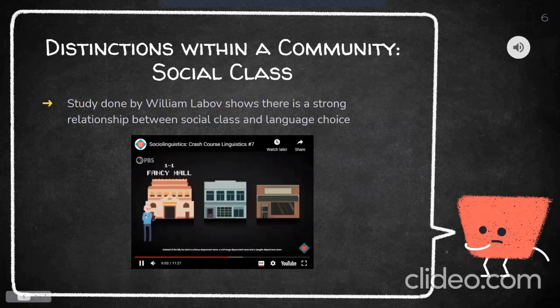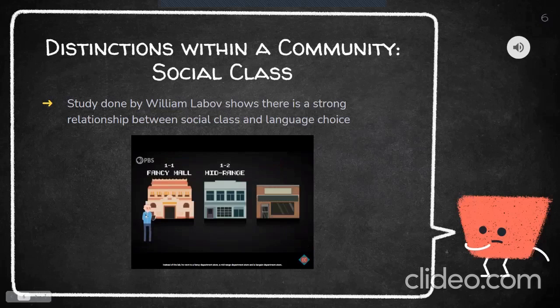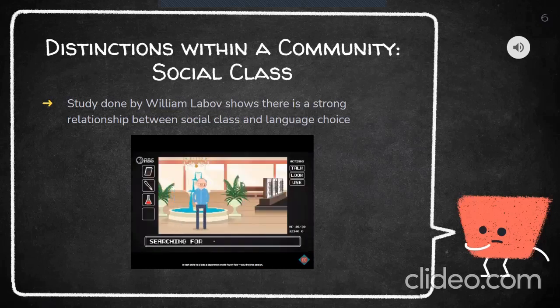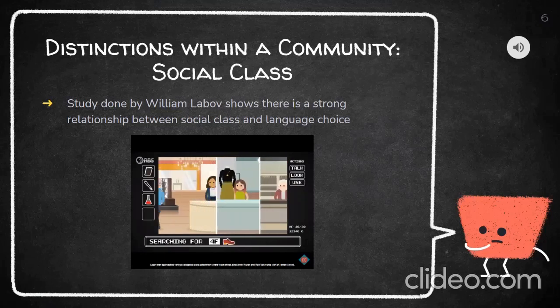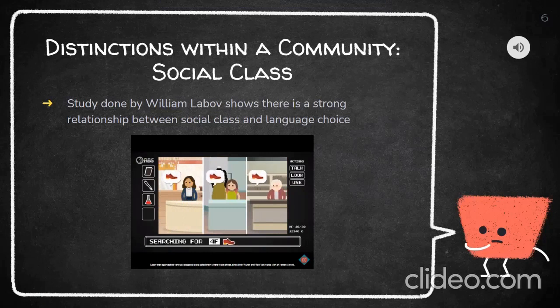Instead of the lab, he went to a fancy department store, a mid-range department store, and a bargain department store. In each store, he picked a department on the 4th floor, say the shoe section. Lebeau then approached various salespeople and asked them where to get shoes, since both 4th and floor are words with an R after a vowel. He could listen closely to hear whether they said the R or not when they replied.